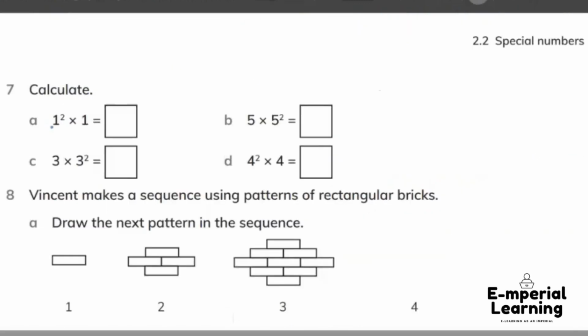Question 7. We have a simple one here. A says 1 squared times 1, that is 1 times 1, because 1 squared is the same as 1, and that is 1. B says 5 times 5 squared, and 5 squared is 25. So 5 times 25 is 125. 3 times 3 squared, we have 3 squared to be 9. So 3 times 9 is 27. 4 squared times 4. 4 times 4 is 16. And 16 times 4 is 64.